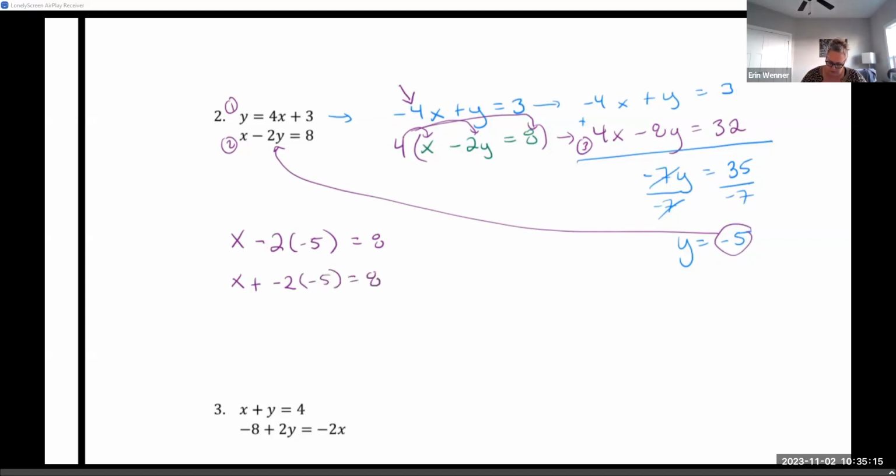Which means we're going to have x plus 10 equals 8. Subtract 10 from both sides, excuse me. And I get x equals negative 2. Let my board catch up. So rewriting, my solution is the point negative 2, negative 5.